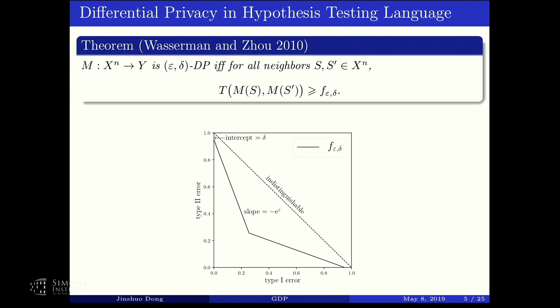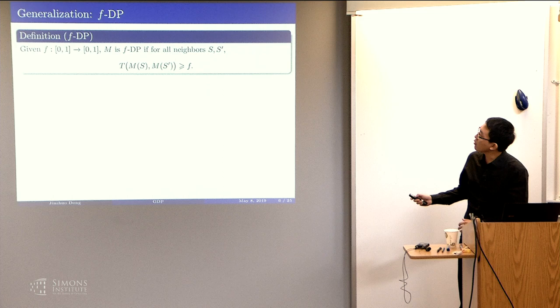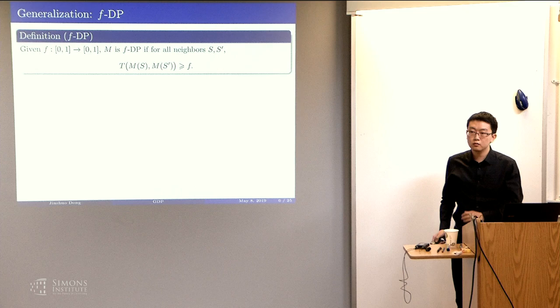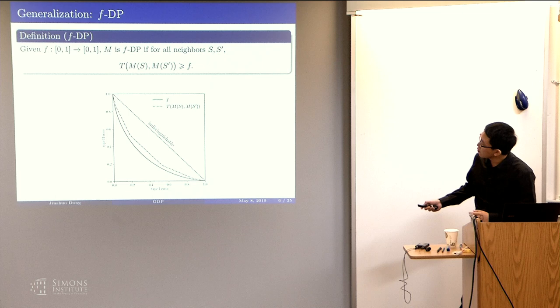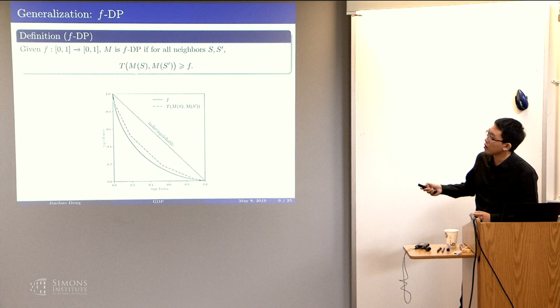The question you can ask is, why just linear? That motivates our definition of f-DP. For an f, which is a function from [0,1] to [0,1], a mechanism is said to be f-DP if the trade-off of neighboring distributions is lower bounded by f. And this is what it looks like. If f is the solid line and the trade-off of neighboring distributions looks like this, then we do have f-DP. I want to emphasize that this must hold pointwise for all numbers between 0 and 1.